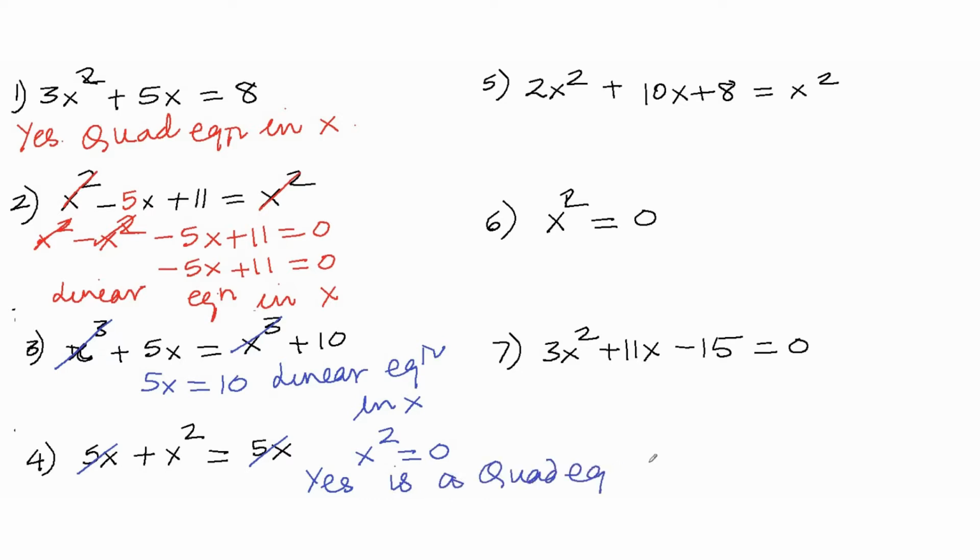And it is a quadratic equation in a single variable, which is variable x, right? So x square equal to 0 is a quadratic equation.